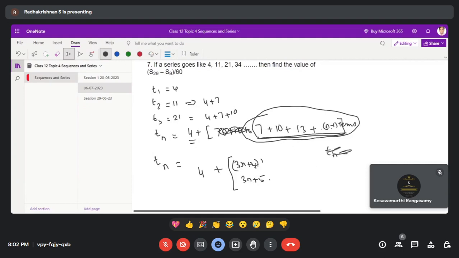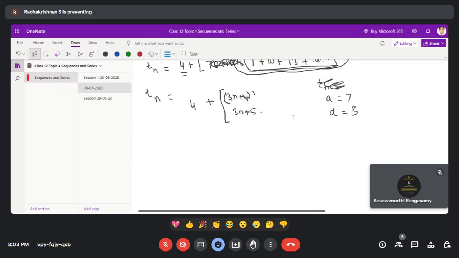So let's do it again. I don't know why you missed this. So here A is 7, D is 3, right? So that means your Tn equal to 7 plus n minus 1 into d. So this will come to 7 plus 3n minus 3, which is 3n plus 4. Same thing that I have put.